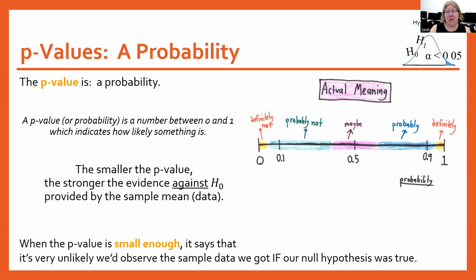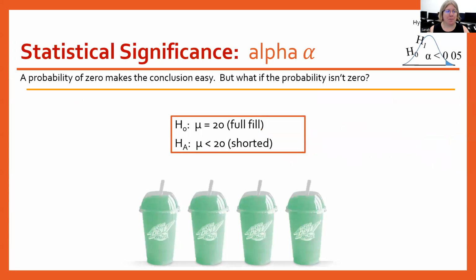When we think about the frozen soda drink and we had a p-value or probability of 0, that's what led us to conclude that the company is not filling the drinks to 20 ounces, but instead those drinks are being underfilled. When the p-value is small enough, it says that it's very unlikely that we get the sample data and sample mean we got if our null hypothesis is really true. So a probability or p-value of 0 makes the conclusion easy.